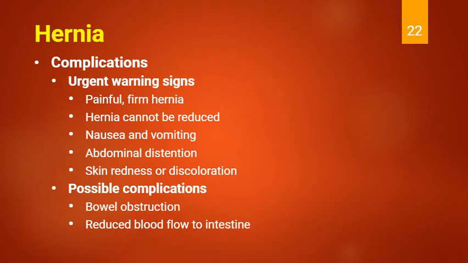Certain symptoms suggest that a hernia has become incarcerated or strangulated, which requires urgent medical evaluation. Warning signs include a painful, firm hernia that cannot be pushed back into the abdomen, especially if it is accompanied by nausea, vomiting, abdominal distension, or skin redness over the hernia. When intestinal tissue becomes trapped, the patient may develop bowel obstruction symptoms, including abdominal pain, vomiting, and inability to pass stool or gas. These symptoms indicate that blood flow to the bowel may be reduced and immediate medical attention is required.